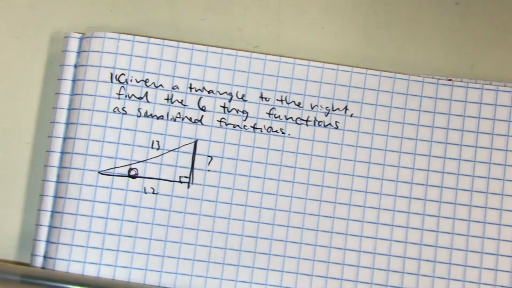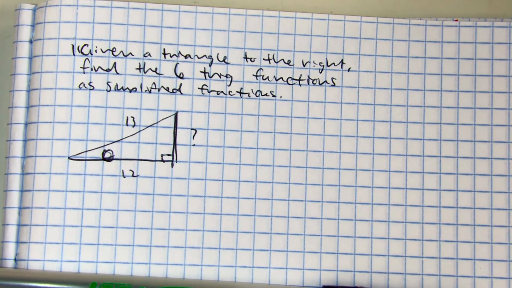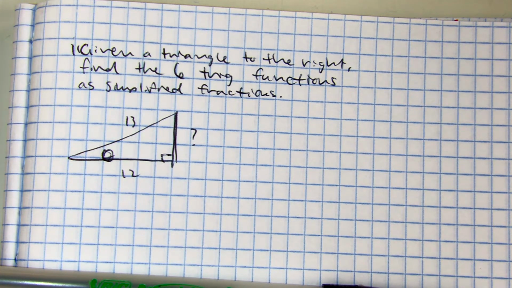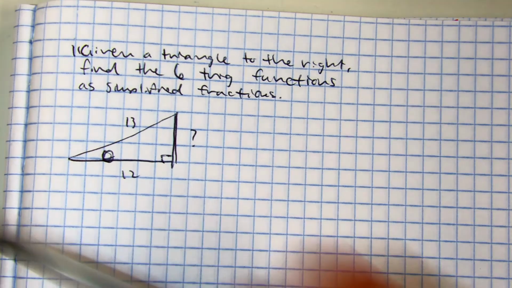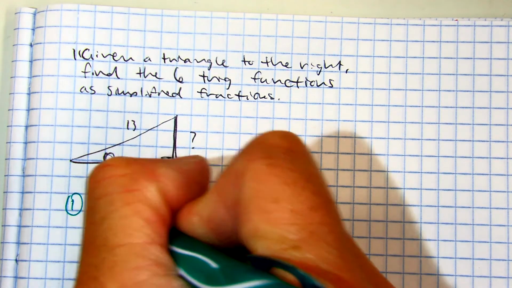Alright, so I gave you this triangle, and we need to find that third side. This person, Jonathan V, we have a right triangle given two sides. How do you find the third side? We're going to use the Pythagorean Theorem. Tell me the Pythagorean Theorem.